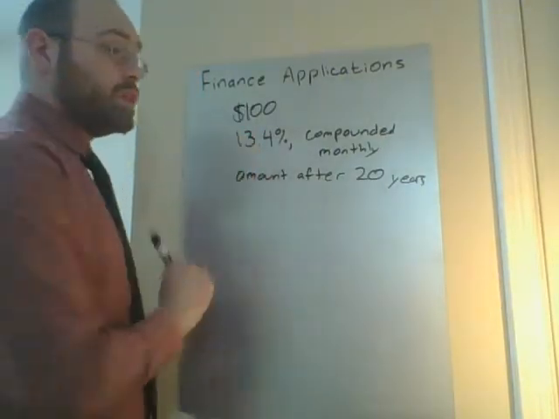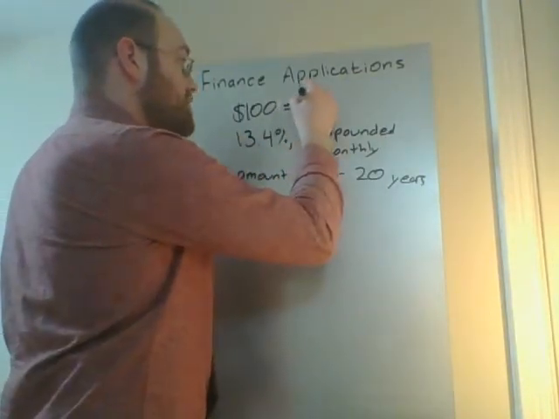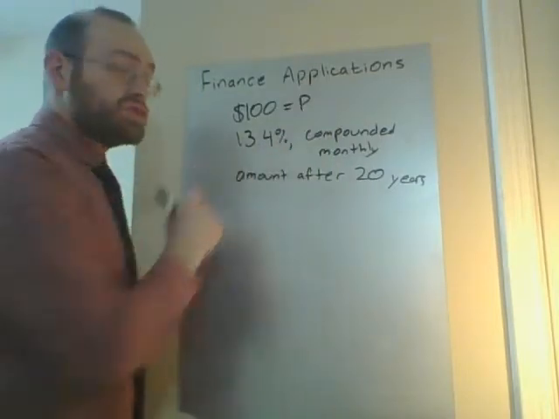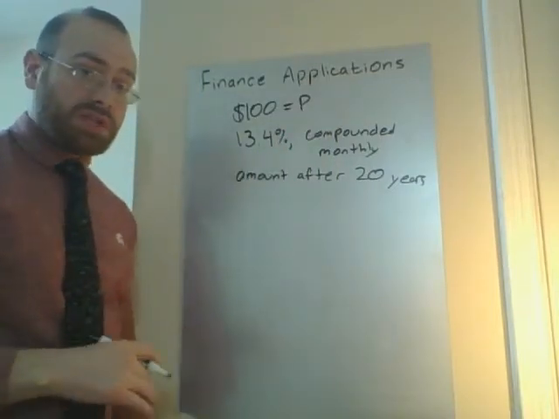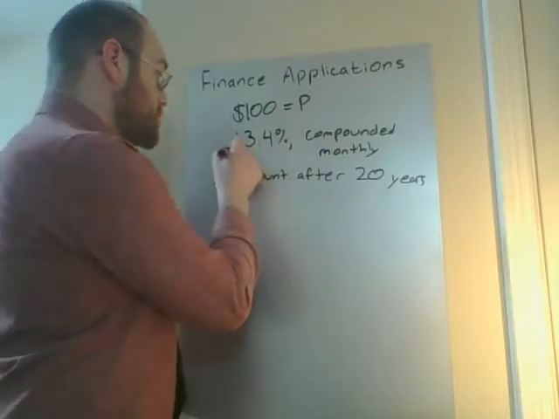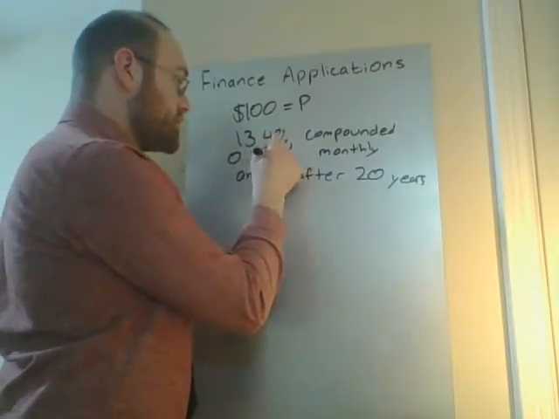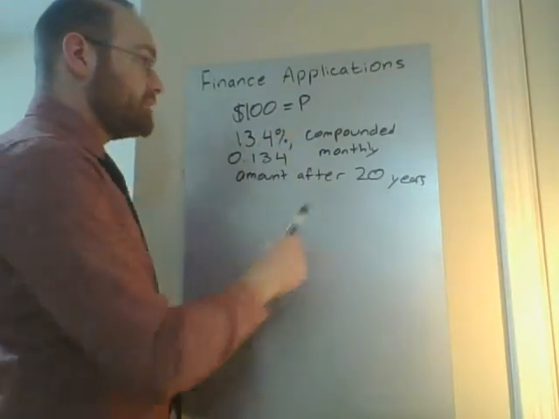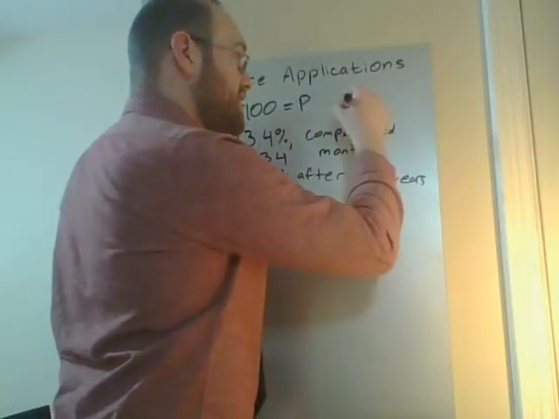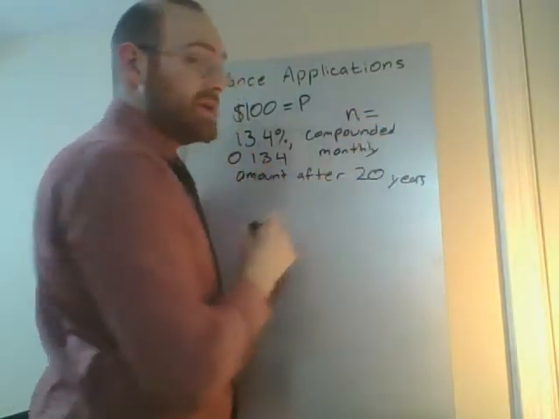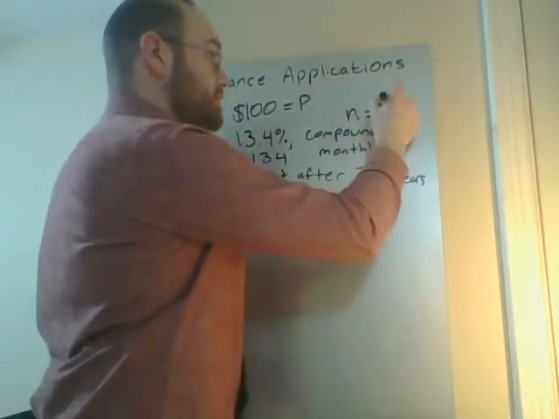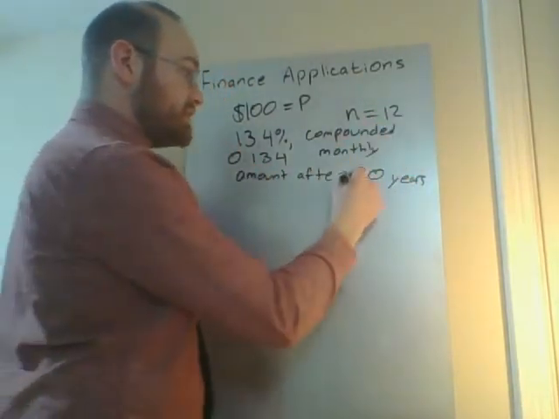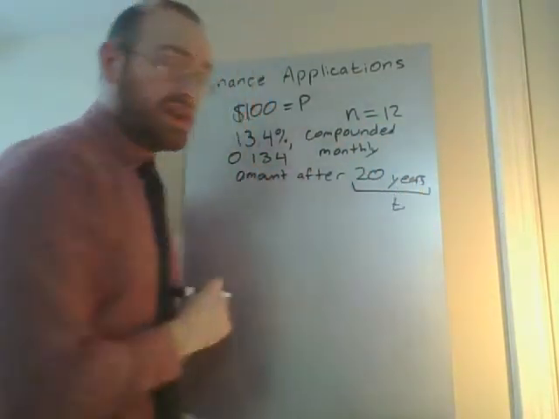Now, a lot of these questions come down to identifying our variables. So if we invest $100, this would be our principal. If our interest rate is 13.4%, we need to convert this to a decimal. So it's 0.134. If it's compounded monthly, how many months in a year? 12. And then our 20 years would be our time.